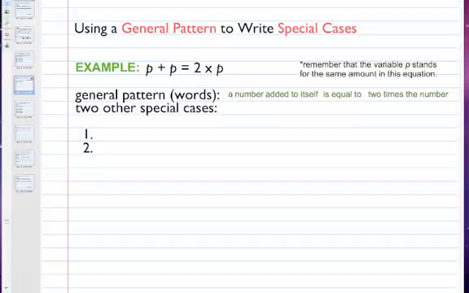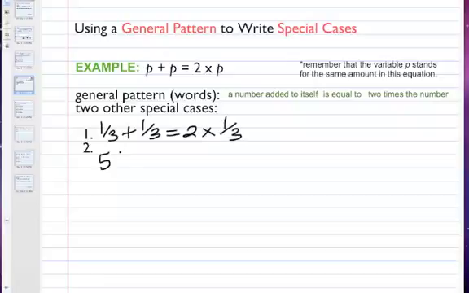Then we simply just need to apply that general pattern and come up with 2 other examples. I can give any value to the variable p. So let's do 1/3 plus 1/3 is equal to 2 times 1/3. Or I could say 5 plus 5 is equal to 2 times 5. I'm just giving a value to our variable p.